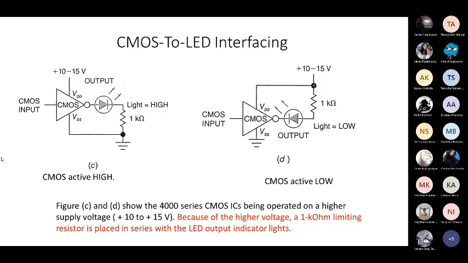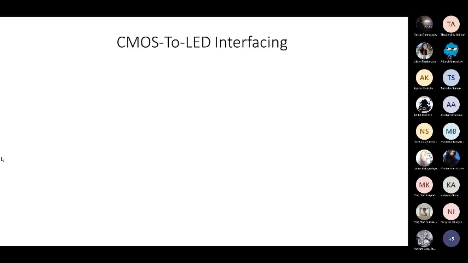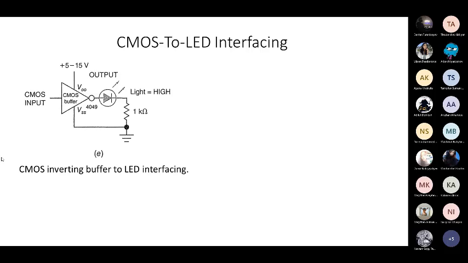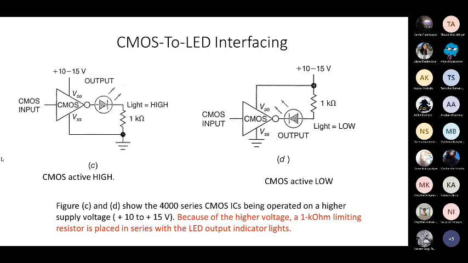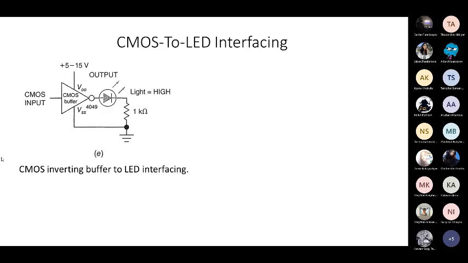Okay, so I think it's clear. Next, CMOS to LED. So here's the difference. Here, for example, can be some buffer, right? Here we use just an inverter, but this is a buffer. So what is the difference between an inverter and a buffer?